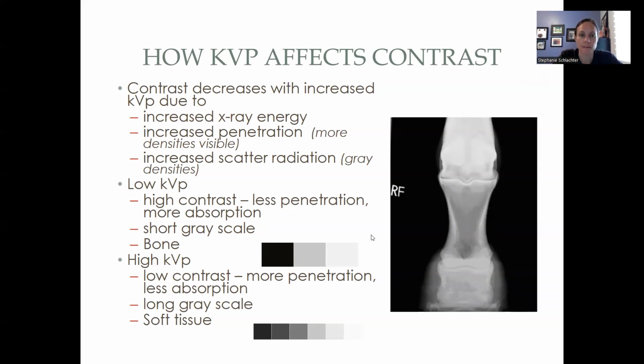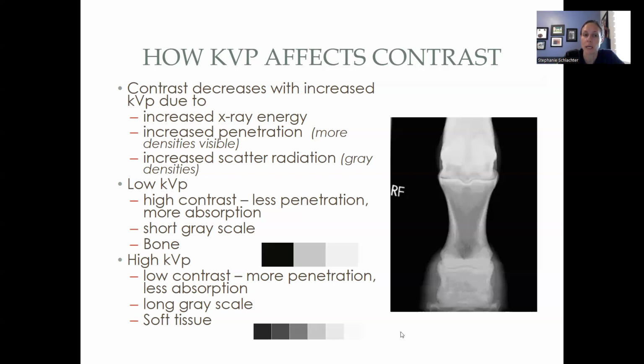So a low KVP means we have high contrast, right? More black and white because we have fewer X-rays penetrating through the patient, more absorption of those X-rays into the patient. So we have that shorter grayscale, which means more black and white, right? It's a starker difference, just like that image in the picture of that bone. So that's what we want to use a low KVP for, is bone, because bone's all pretty similar density, so we don't need a bunch of little random grays in there. We don't need that for bone.